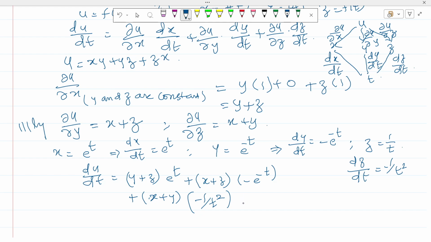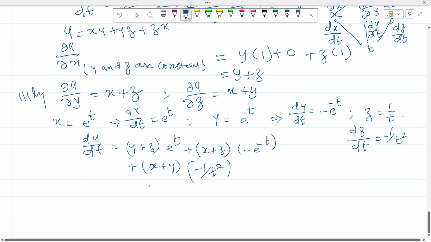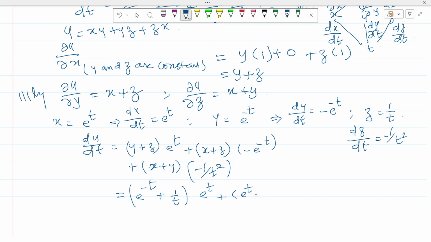So here, before you multiply all the things, you have to resubstitute all the values. That means what is y here, what is z here. y is e power minus t plus z is 1 by t, times e power t, plus once again x is e power t plus z is 1 by t, times minus e power minus t, then plus x plus y, e power t plus e power minus t, times minus 1 by t square.